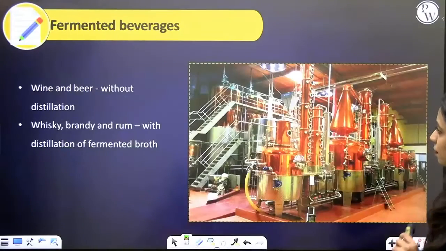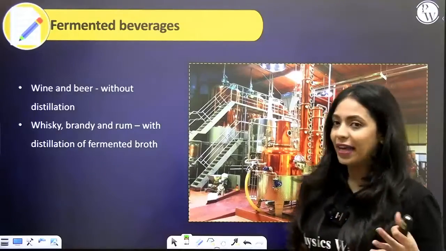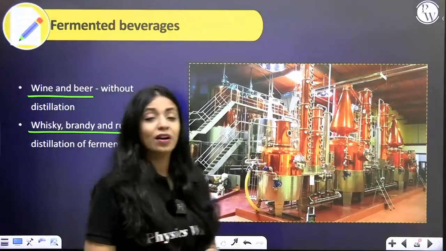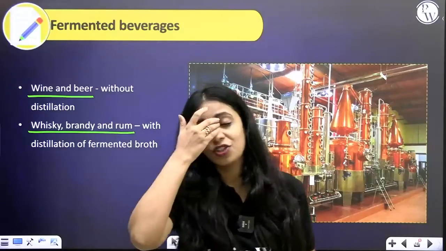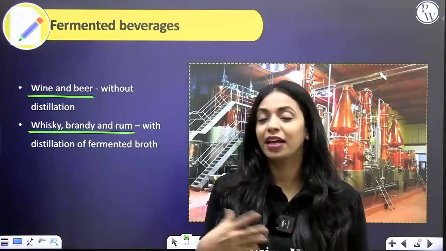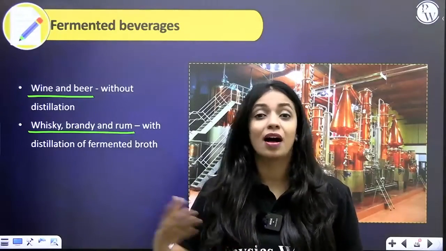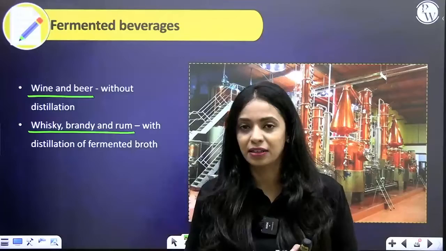Now, let's talk about wine and beer. I'm sure you've learned in the respiration in plants chapter how, whenever alcoholic fermentation is happening and yeast is involved, as the fermentation process progresses, the amount of alcohol in the medium will start increasing.